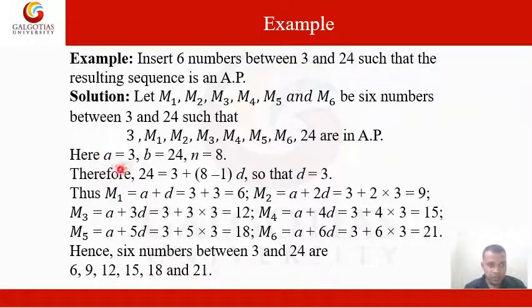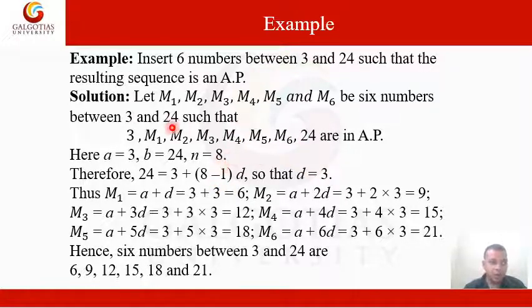So what is the first term? The first term is 3 here. b is equal to 24, that means your last term is 24. And how many total terms are there? You are inserting 6 terms, so these are all 6 terms. And with the first term and the last term it is going to be 6 plus 1 plus 1, that is 8. So the total number of terms is 8.